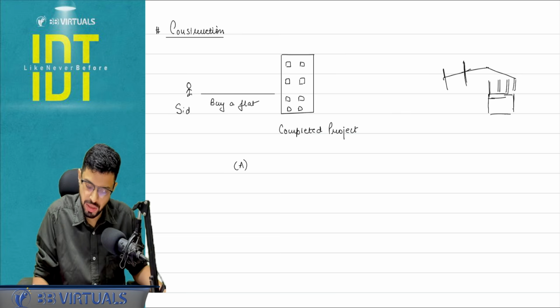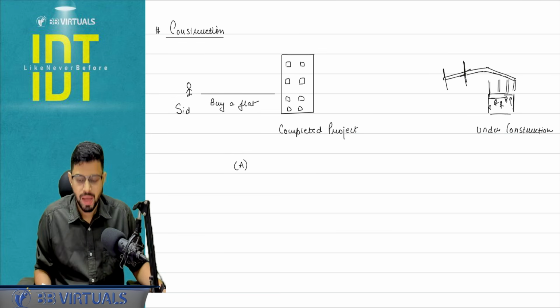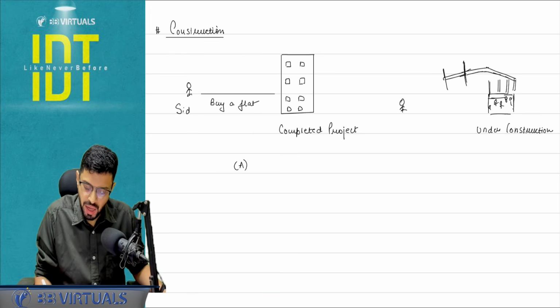Similar, these kind of cranes are there, na? So it's an under construction. People are working. Labor is there. So it's an under construction project. And I go and I buy an under construction property, under construction flat. This is my case number B.